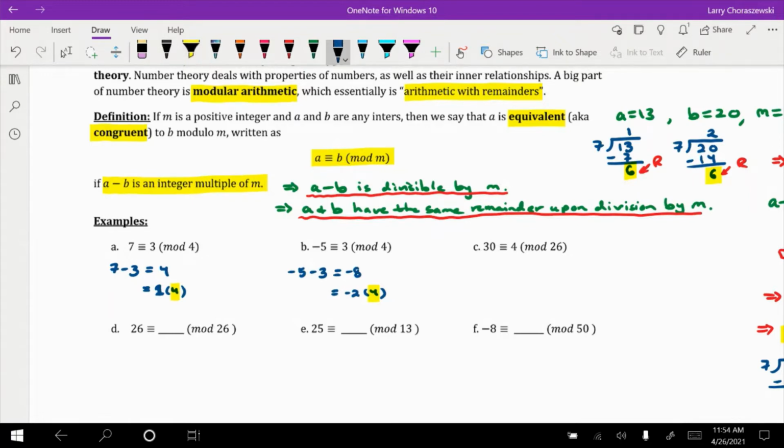For part C, if we did 30 minus 4, that gives us 26, which we could write as 1 times 26. And because we can write that subtraction as a product involving 26, 30 would be congruent to 4 modulo 26.